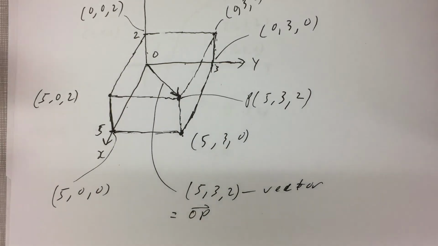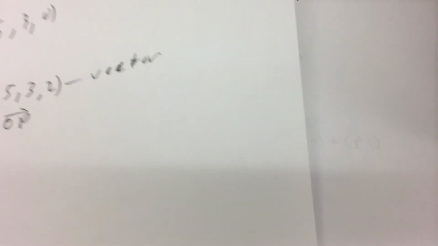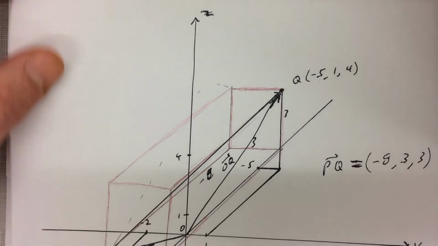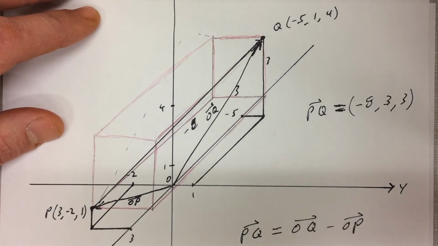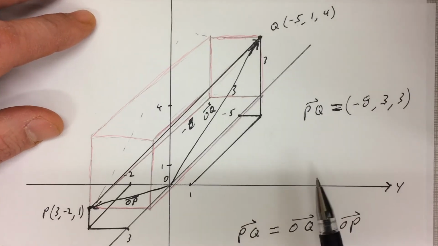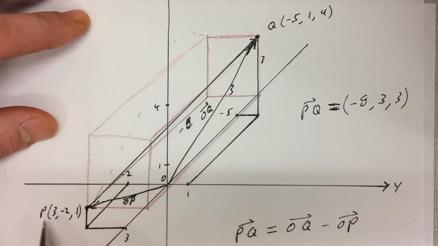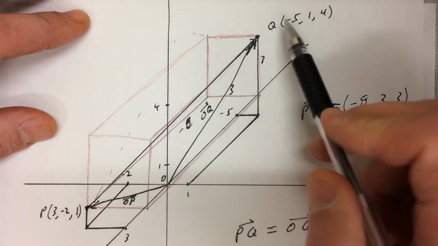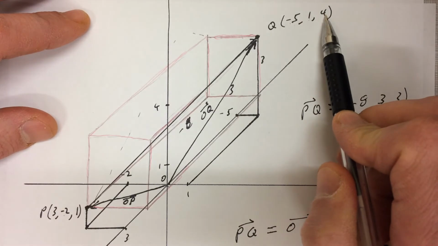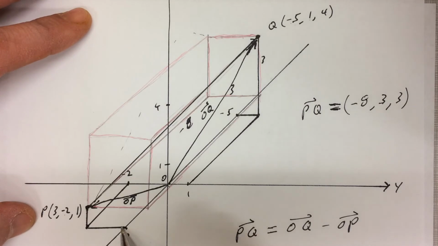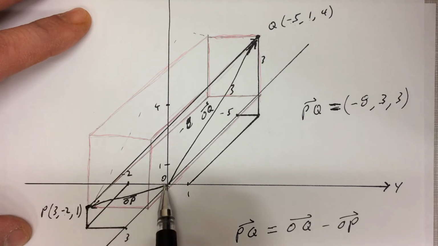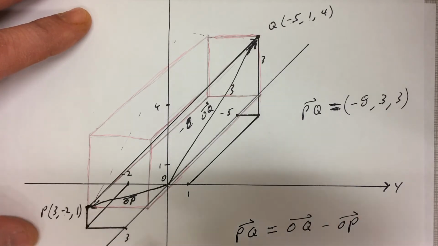Now if you had to do a vector from 2 points that are not at the origin, then we have something that's going to look like this. Okay, so if you want to get the vector from point P to point Q, here's P. P is 3, negative 2, 1. Q is negative 5, 1, 4. So to draw them, I'm going to go 3 on the x, negative 2 on the y, 1 on the z. There's my point P. There's my vector OP.